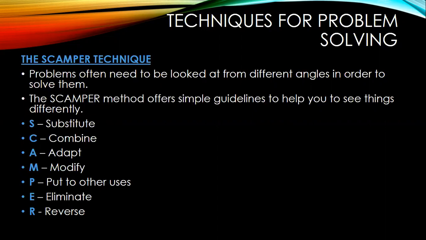And then the next part of Scamper technique is combine. So can we combine this resource with something else? Maybe in your lunchbox, there's a section. So this is already what they've done. They've made a section for the juice, or they've made a section for vegetables. So they've combined something.